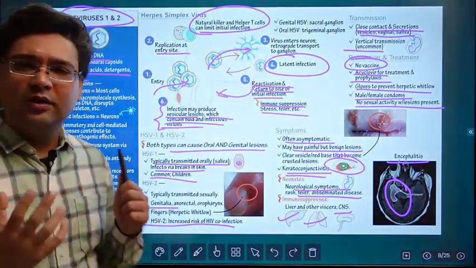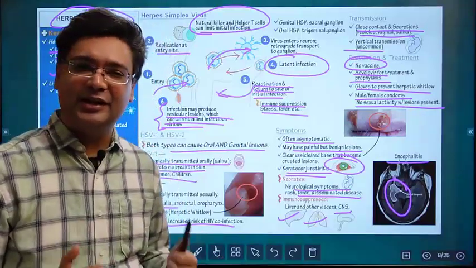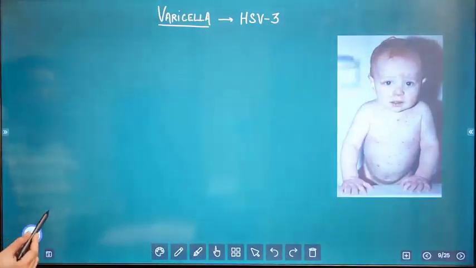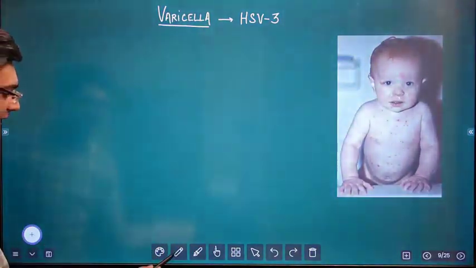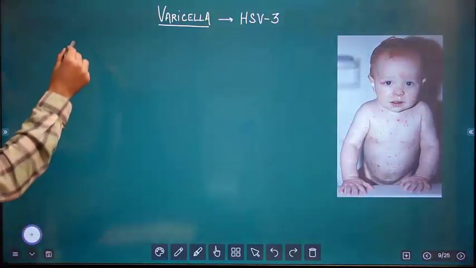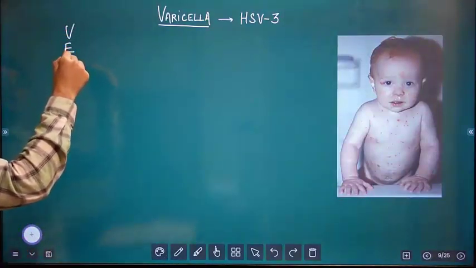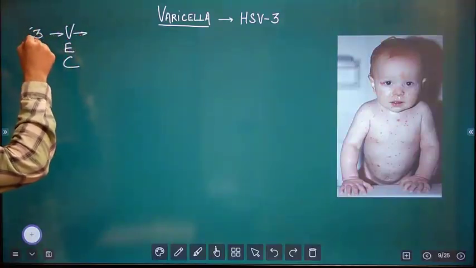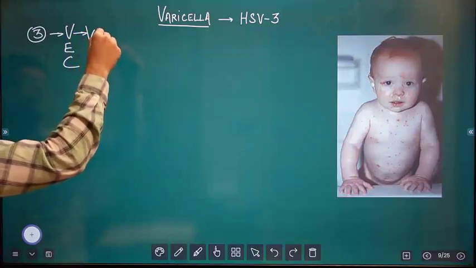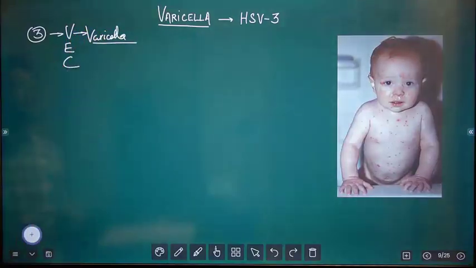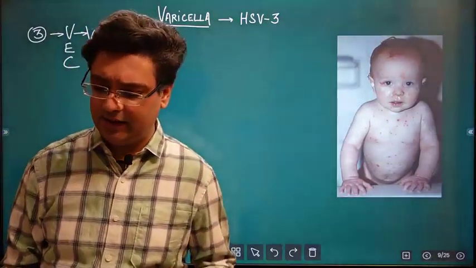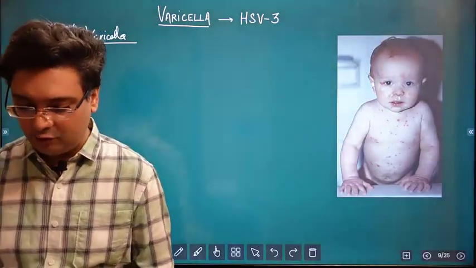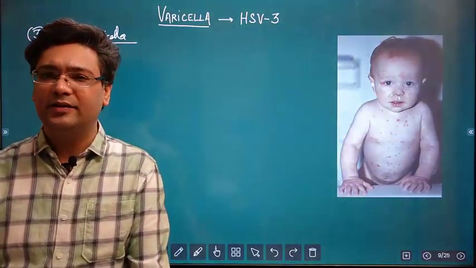So this was a brief recap of HSV1 and 2, and next we are moving forward to talk about varicella, which is HSV3. If you remember, for 3, 4, 5 we had written an acronym which was VEC. V is HSV3, which is the varicella zoster virus.